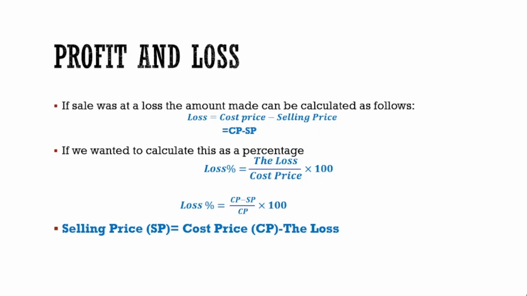If the sale was at a loss, the amount lost can be calculated as follows. The loss is going to be equal to the cost price minus the selling price. So as a formula, loss is equal to CP minus SP. And persons who are selling sometimes sell at a loss because they just want to get rid of the item. And for them, it is better to make some money than no money.